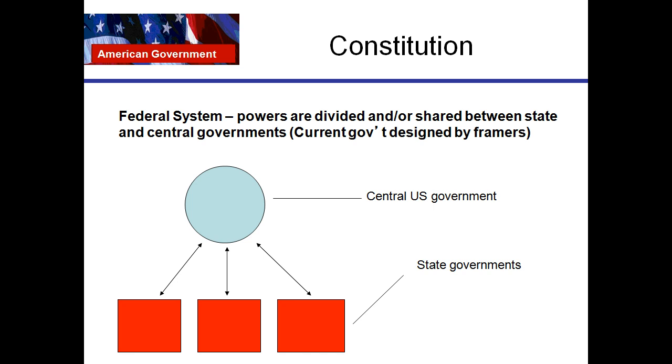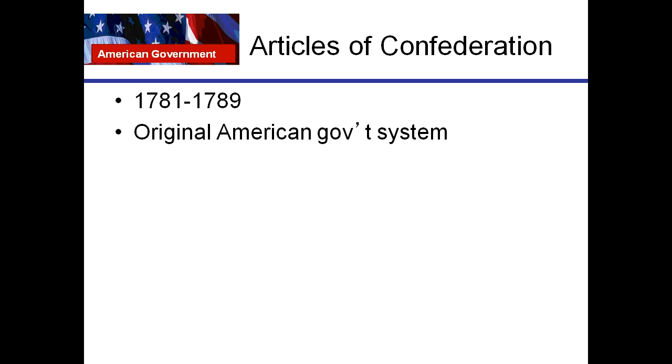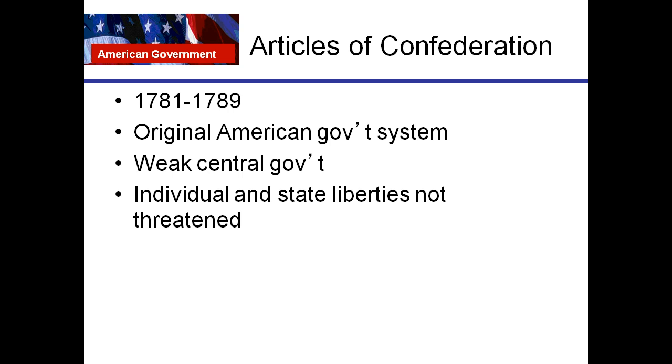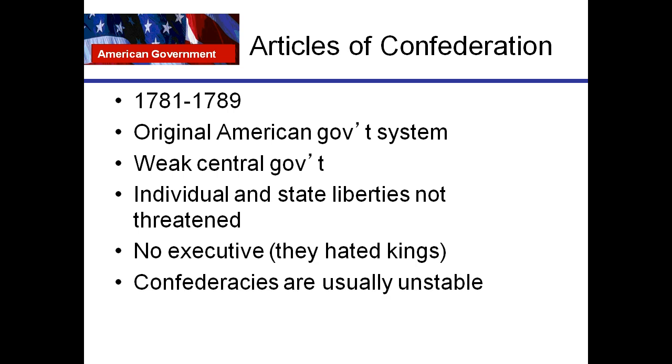So let's go back to the Articles of Confederation. They lasted from 1781 to 1789. It was the original American government system. Like I previously said, it had a weak central government. Individual state liberties are not threatened because the states are much more powerful than the central government. No executive. Remember, the colonists came from rule by George III. They really hated kings. Confederacies tend to be unstable, and the Articles of Confederation was no exception.